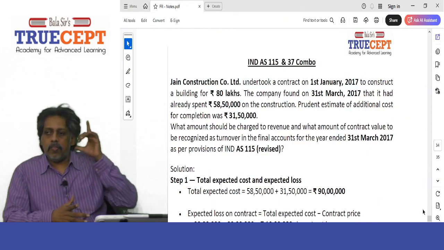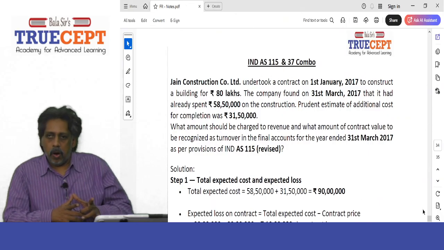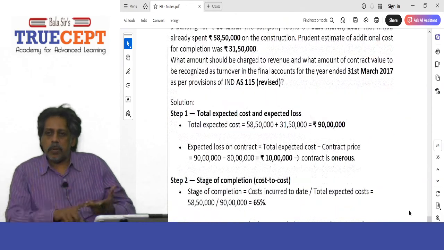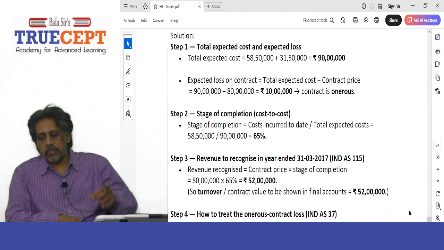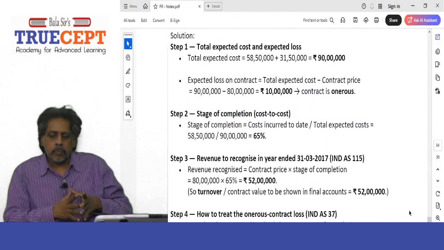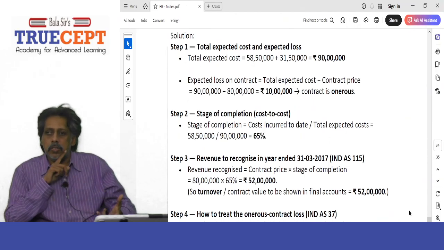And you can see for yourself you're going to incur a loss going forward. Why? Because the transaction price is rupees 80 lakh, but the total cost is going to be 90 lakh. Therefore, there is a 10 lakh rupees loss staring at you. Is that fine? Yes, sir. Now, next. That is step number 1: the 90 lakh expected cost against 80 lakh revenue means a 10 lakh loss.